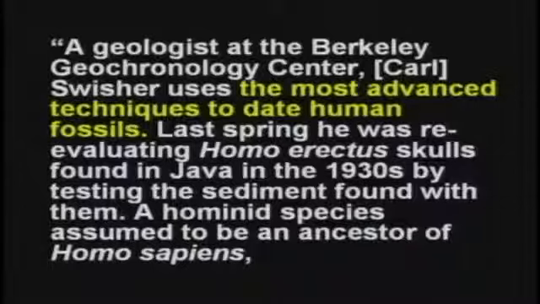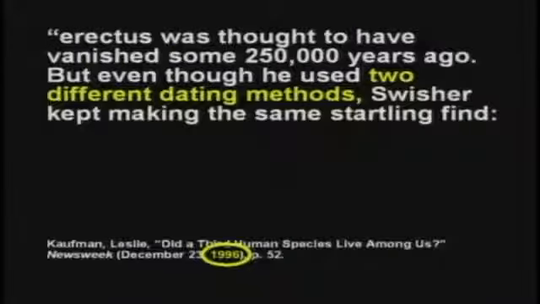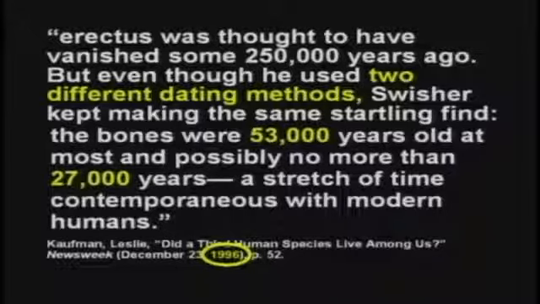In 1996, Carl Swisher at Berkeley University used the most advanced techniques to date human fossils. It says last spring he was reevaluating Homo erectus skulls found in Java in the 1930s. He was testing the sediment found with them. The species was supposed to be extinct for 250,000 years. Swisher used two different dating methods. He kept making the same startling find. The bones were 53,000 years at most, and possibly no more than 27,000.